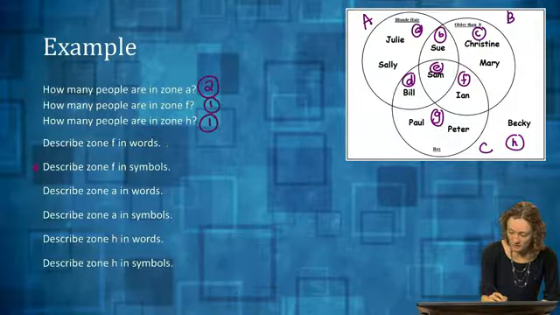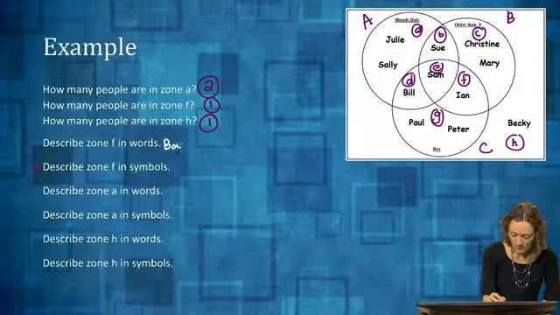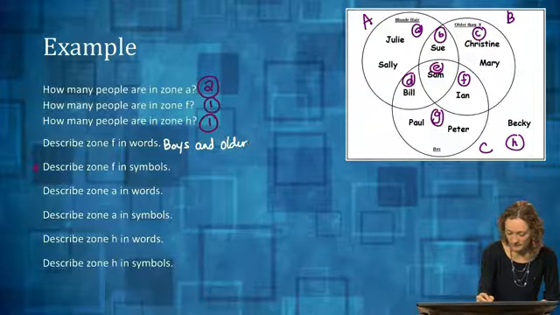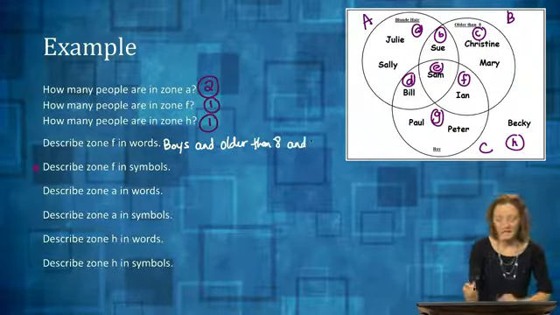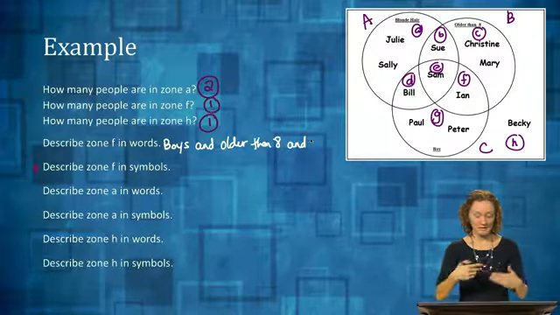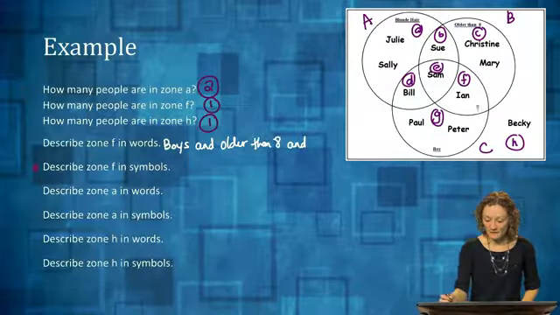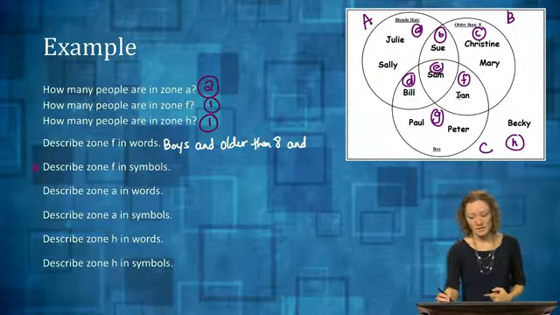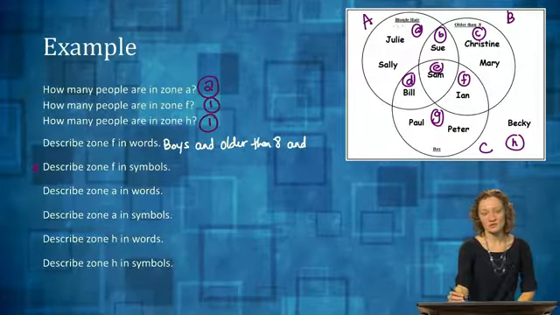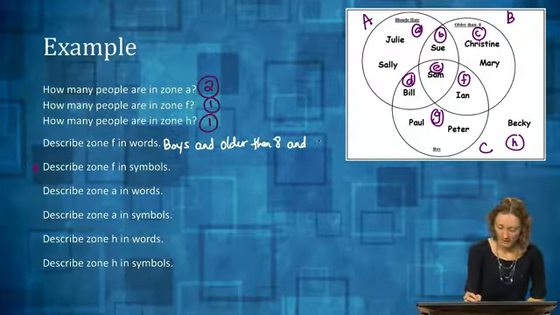So in words, we have boys and older than 8. And try to use the connectives and, or, because that's how we'll translate back to symbols. And then they are boys and they are older than 8. If they don't fall in this other circle, then they don't have blonde hair.